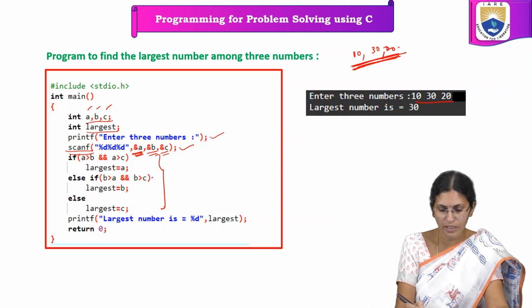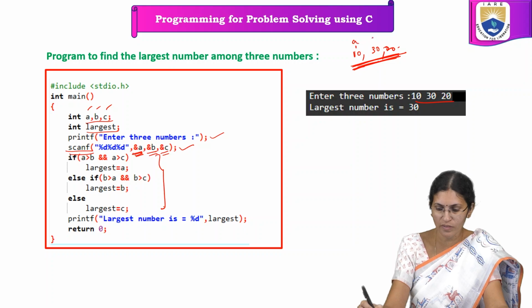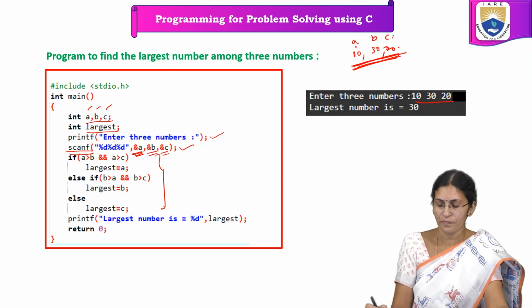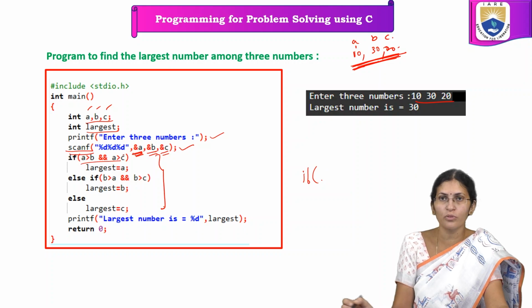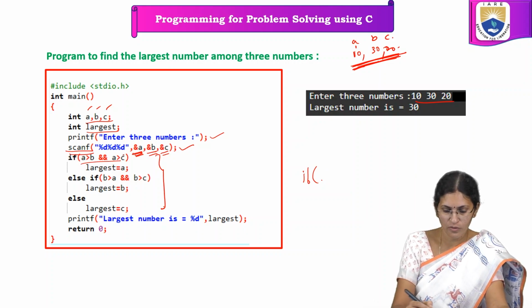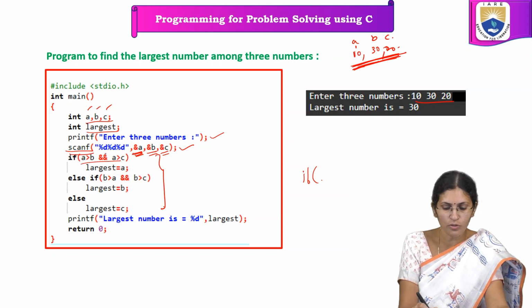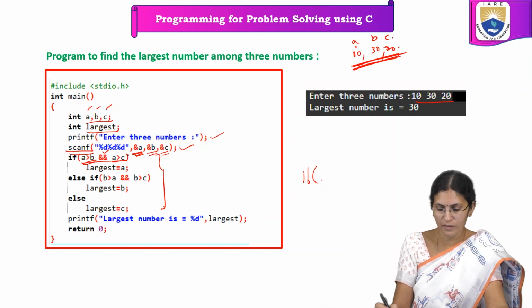Now we can find the largest of all 3. Suppose this is A, this is B and this is C. We can compare the values using if-else statements. In the if-else statements, we need to use logical operators. This is the AND operator and these are relational operators. So we have used logical as well as relational operators combined.